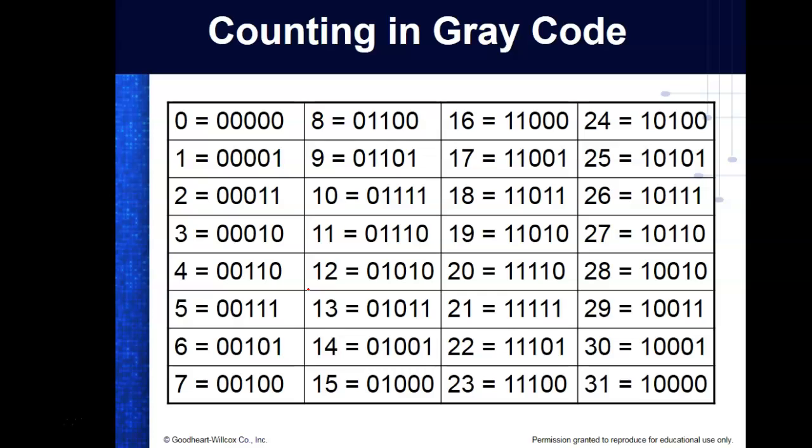I go from a 2 to a 3, how many bits changed? 1. I go from a 3 to 4, how many bits changed? 1. I go from a 4 to 5, how many bits changed? I go from a 5 to a 6, how many bits changed? 1. I go from a 6 to a 7, how many changed? I go from a 7 to 6, how many changed? 1. So no matter if we count up or count down in the gray code, every count only changes 1 bit. So gray code is a high-speed counting code.